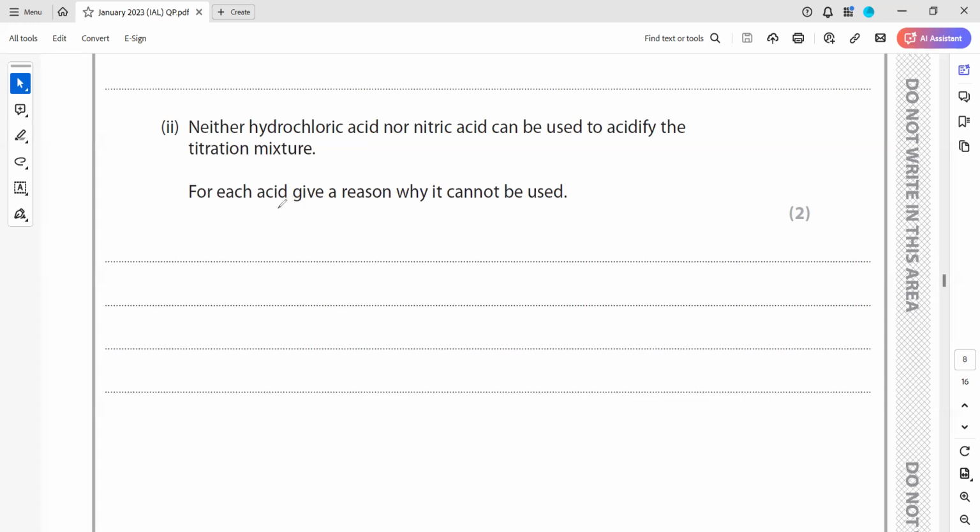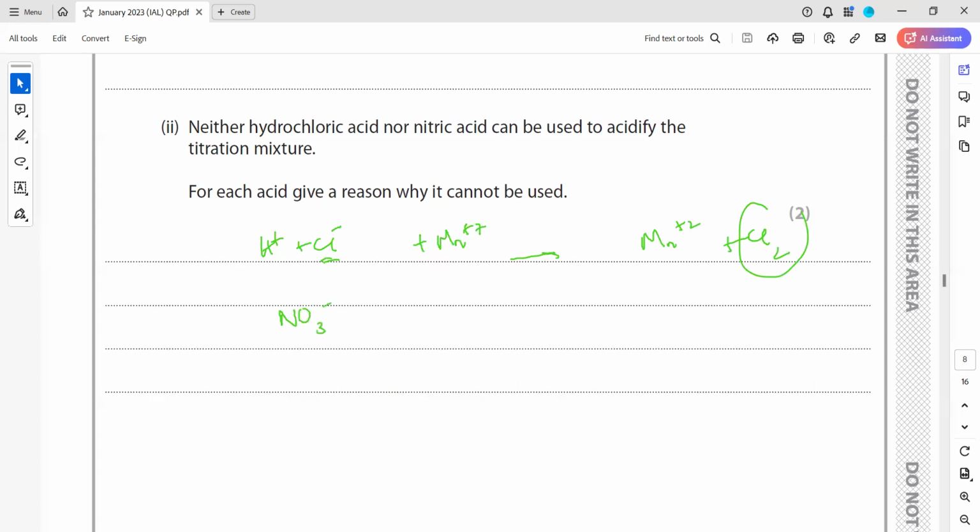If you use hydrochloric acid, H plus and Cl minus. So as a result, what will happen? Because it is reacting with Mn plus 7, so it will produce Mn plus 2. This will be reduced and the chloride ion will be oxidized. So why is hydrochloric acid not used? Otherwise, the chloride ion will be oxidized and it will form a chlorine molecule. And this reason is written in the book as well.